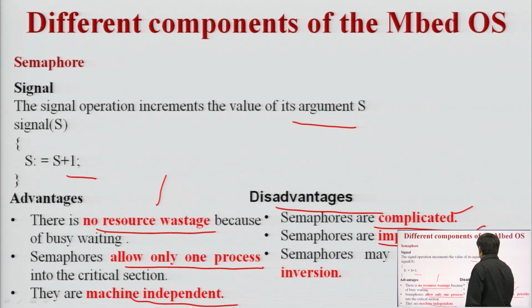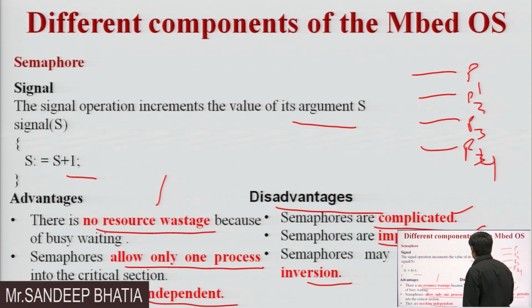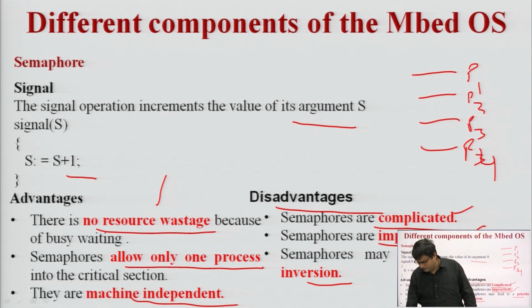It has priority inversion. Sometimes it happens that, for example, there are P1, P2, P3, P4, and the lowest priority process is run by the system. So this is priority inversion. A low priority task will be given priority first.